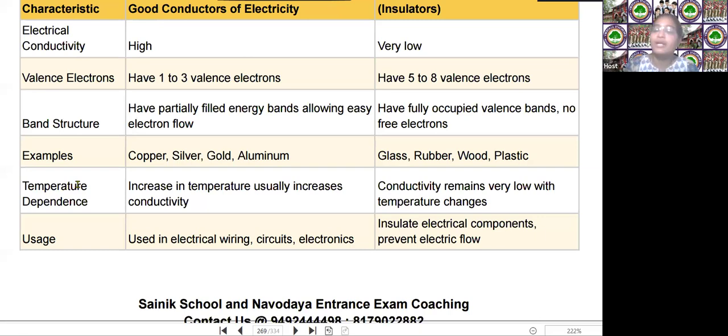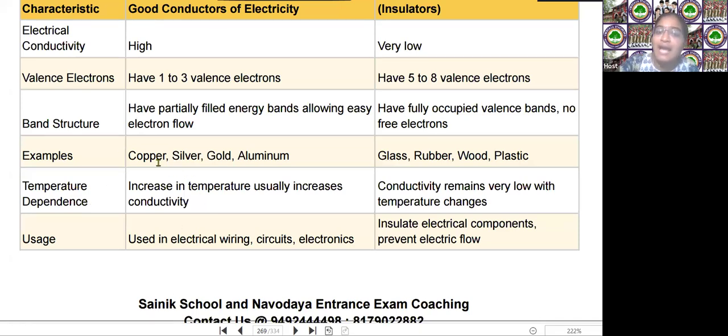Our human body is also a very good conductor; electricity passes through it. And the insulators are glass, rubber, wood, plastic, our book, and dry cloth. These are the insulators. They don't have free electrons and they oppose the electricity passing through. Those elements are called insulators, the bad conductors. And another one is temperature dependence.